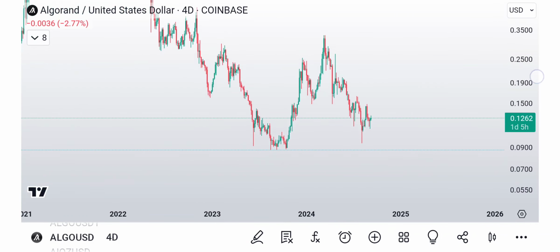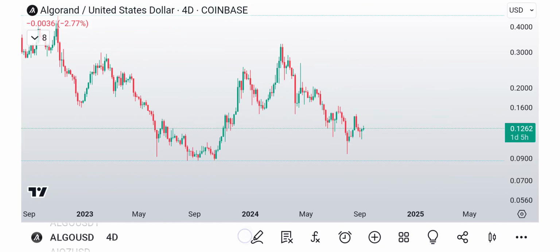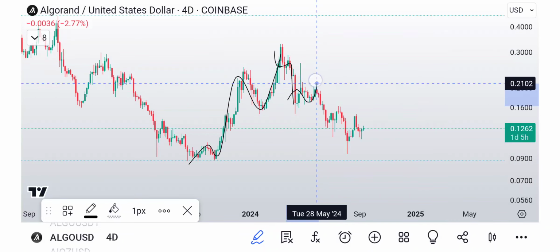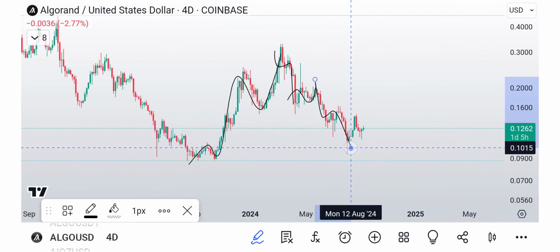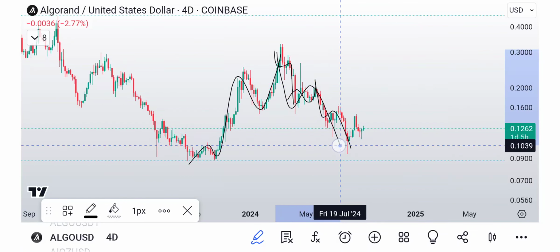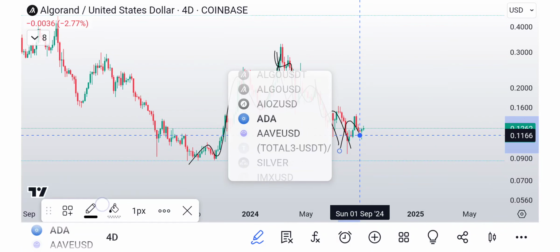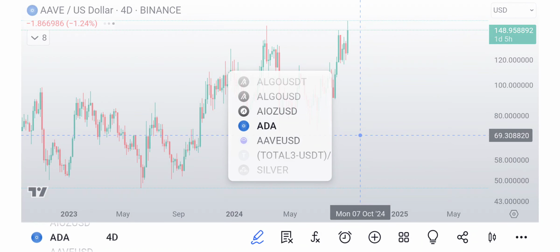Algorand, same thing, kinda. We got 1, 2, 3, 4, 5. We have 3 down, we have 3 up, and we have 3 back down. So we have a WXY, we have a 1, we have a 2, right? So that means let's go up higher.